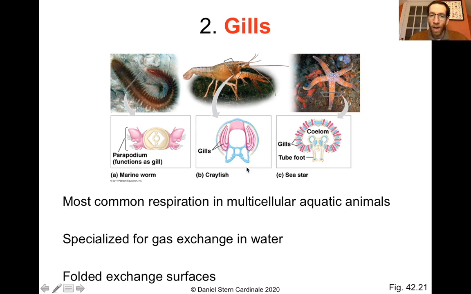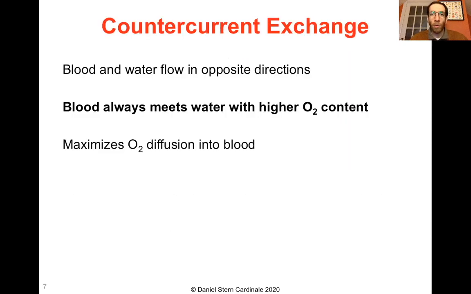They kind of extend and wiggle back and forth, and you can see that here, these folded layers. Those folds increase the surface area, which increases the efficiency of exchange, and all of this is happening in a watery environment, either aqueous or marine. Some gills are actually the most efficient exchange structures in terms of respiration because they use a mechanism called countercurrent exchange. This is where the blood and the water flow in opposite directions, which means that the blood is always exposed to water with a higher O2 content than the blood.